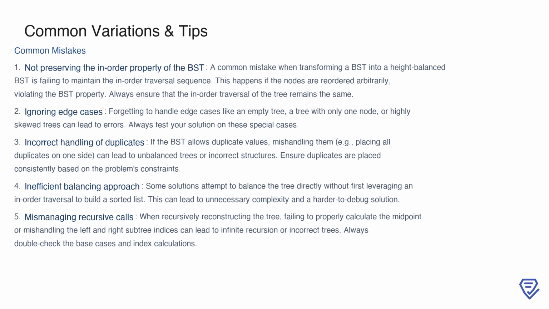Additionally, if the BST allows duplicate values, you must address how duplicates are placed. For example, consistently placing duplicates on either the left or right subtree is critical to maintaining balance and correctness. Another common pitfall is using inefficient balancing methods. Avoid trying to directly rebalance the tree without first leveraging an in-order traversal, as this can introduce unnecessary complexity. Lastly, recursive calls can be tricky. Miscalculating the midpoint or mishandling indices for the left and right subtrees can cause infinite recursion or an incorrect tree structure. Always double-check your base cases and index logic to avoid these issues.